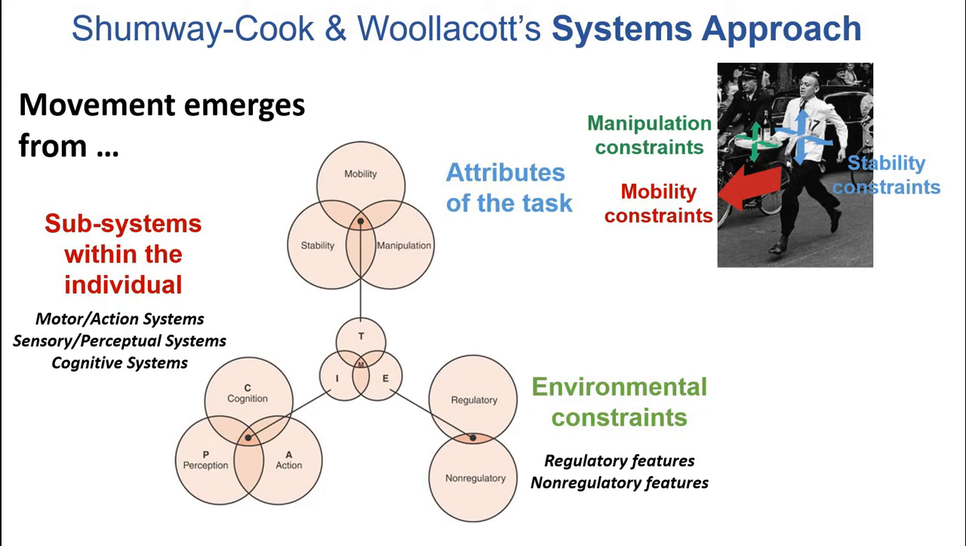So, movement tasks typically have certain stability, mobility, and manipulation constraints. For example, if a person that you're working with is having difficulties working in the kitchen, it could be because that person has poor standing balance. It could be because they have poor reaching control, or it could be because they have poor hand function in terms of how they're able to utilize kitchen utensils.